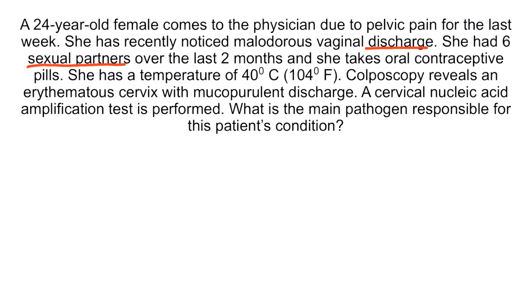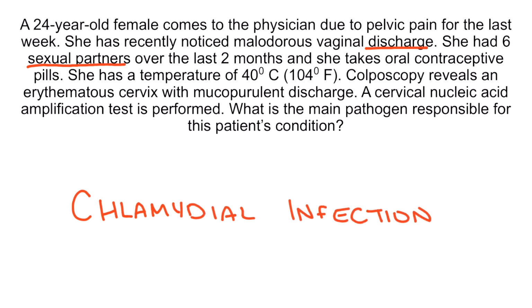Although PID is usually a polymicrobial infection, chlamydia is the most common pathogen responsible for the initial inflammation. So the answer to the question is chlamydia. And that concludes our lecture.